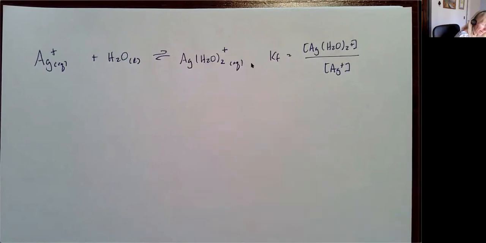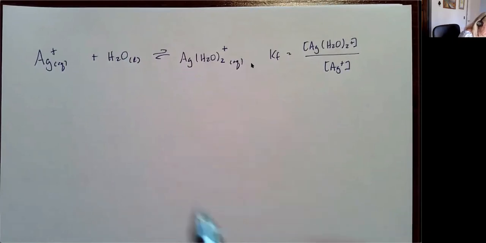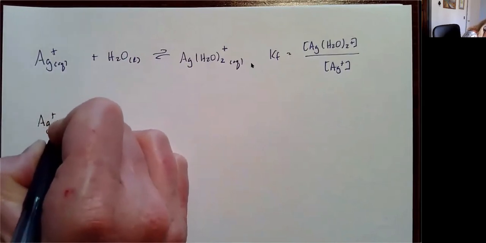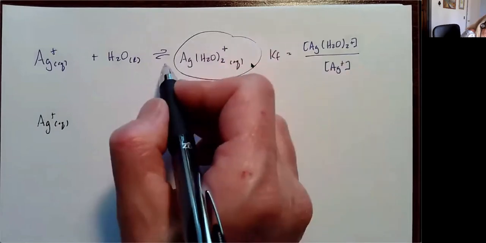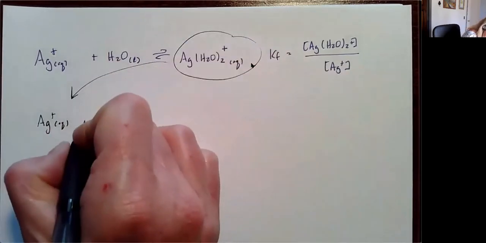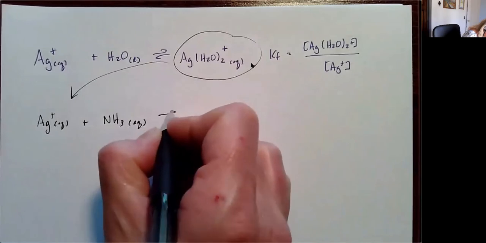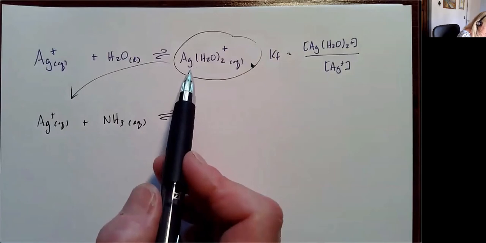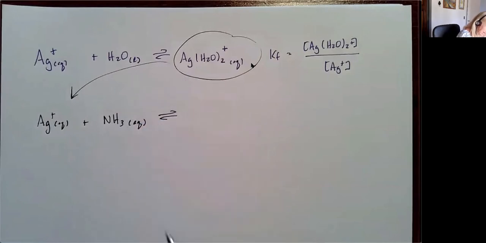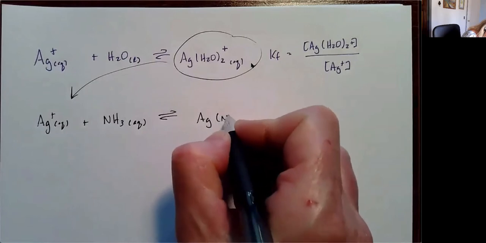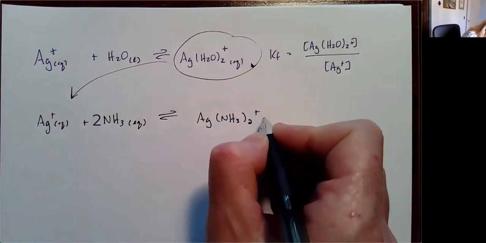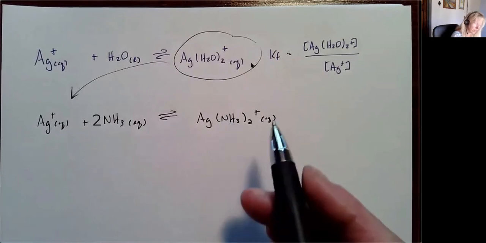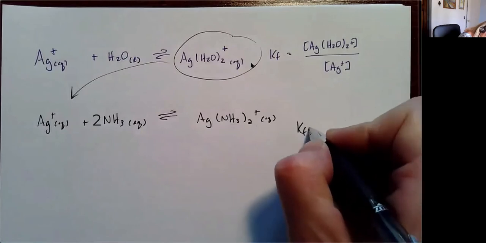What happens if I add ammonia? Let's say I have an aqueous solution of silver ion, which is really this guy here, because I'm favoring this, and I add ammonia to that. Now I'm going to form a transition metal complex with ammonia. It's going to kick the water out because this is a better Lewis base, and it's going to form Ag(NH3)2+. So it's going to kick out those two waters and form a transition metal complex with ammonia. My Kf for this is going to look like this.